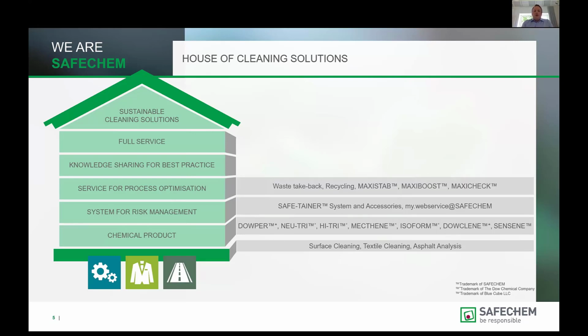And the next layer is a whole range of services. I talked about circular economy, so we take back the waste solvent, the used solvent, for professional recycling. And we offer a whole range of testing devices and restabilization devices, from test kits to stabilizer concentrates, in order to prolong the lifetime of the solvent in the machine, and we will see some figures on the impact here. Then we share knowledge, because we see that these days knowledge sharing becomes more and more important, and I think what we are doing here is nothing else than that.